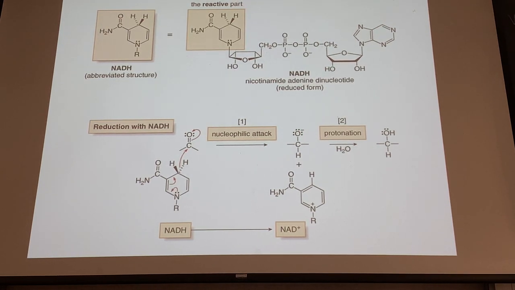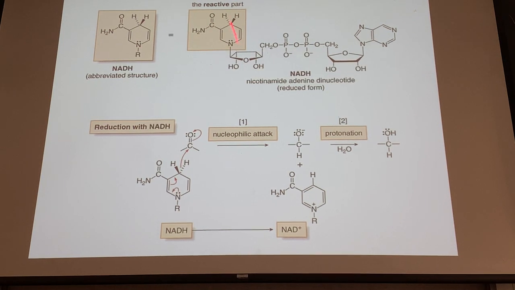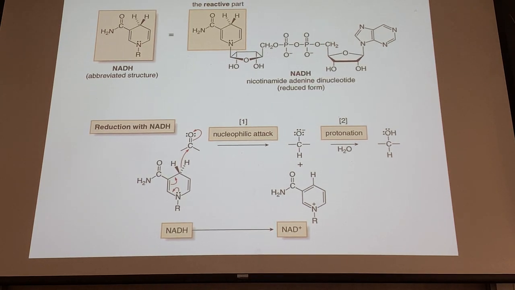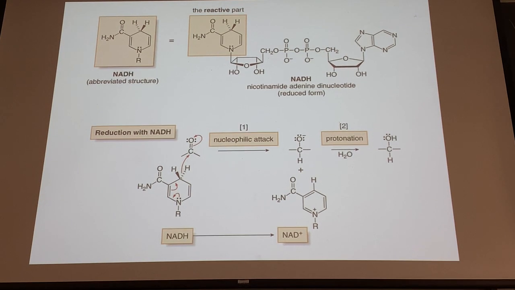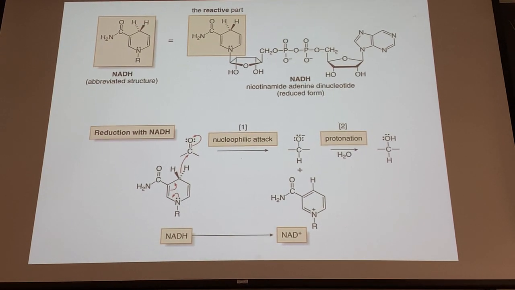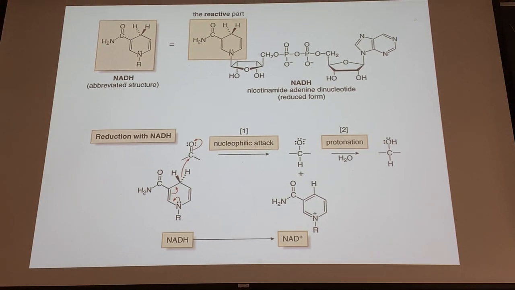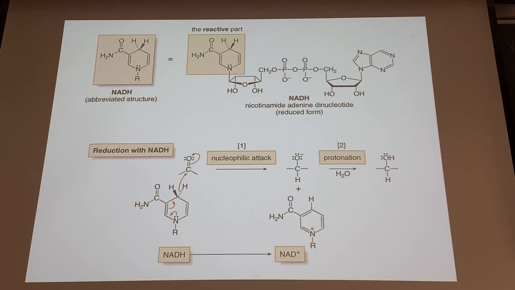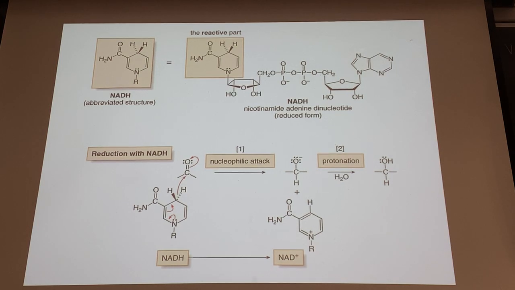But the business end of NADH is this ring right here, and what happens is it donates its hydride to an aldehyde or a ketone, and then that oxygen gets protonated in the enzyme active site. So this is how oxidation and reduction processes with alcohols, aldehydes, or ketones occur in nature. Any questions about NAD plus and NADH?